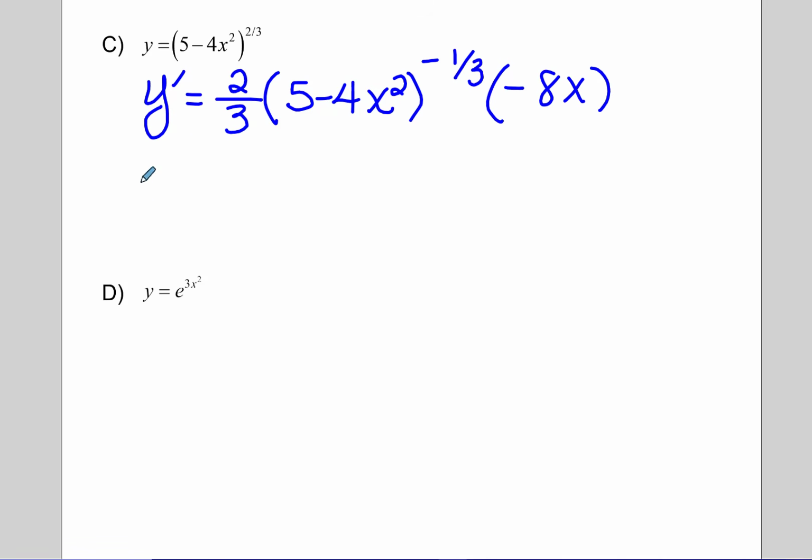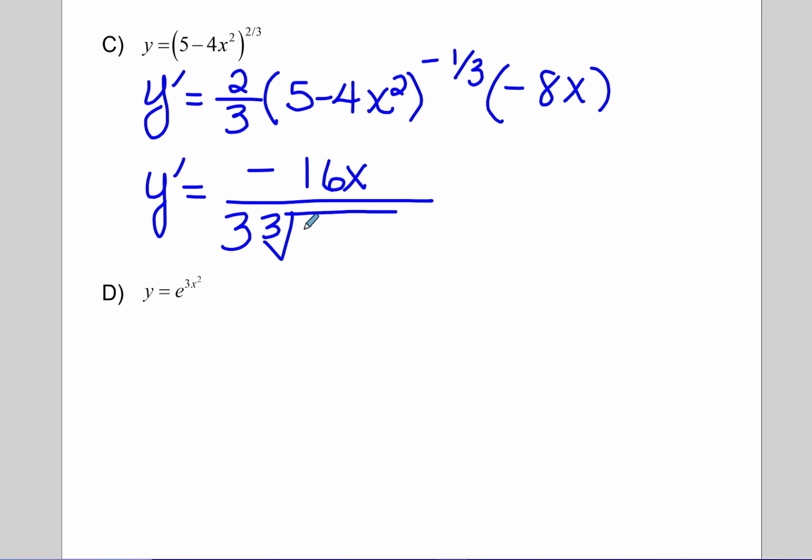And then cleaning up these common factors, looks like we have y prime with -16x in the numerator and 3 with a cube root of 5 minus 4x squared in our denominator.